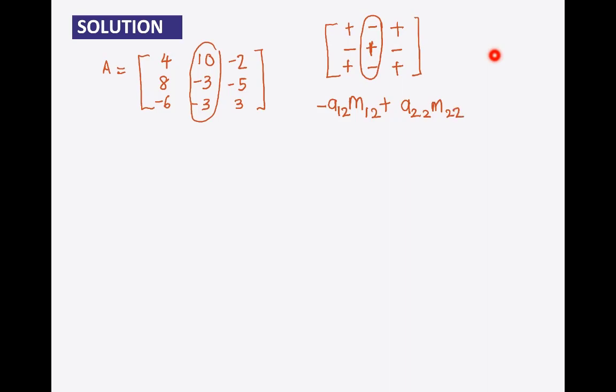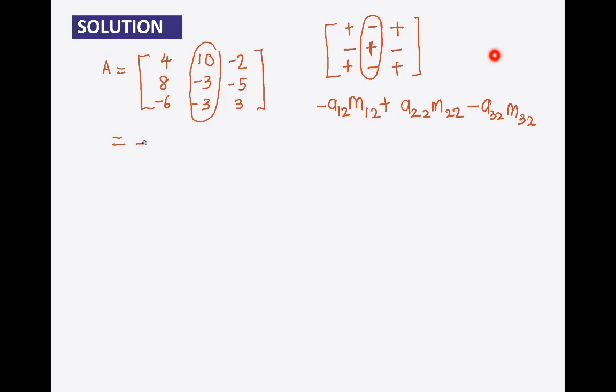Followed by the last element on column 2 will be row 3, column 2. So 3, 2. And it's a negative sign. So it's going to be A32 multiply with M32. So you have to be very clear with this. Then it's easy to do expansion on the row or column to find determinant.